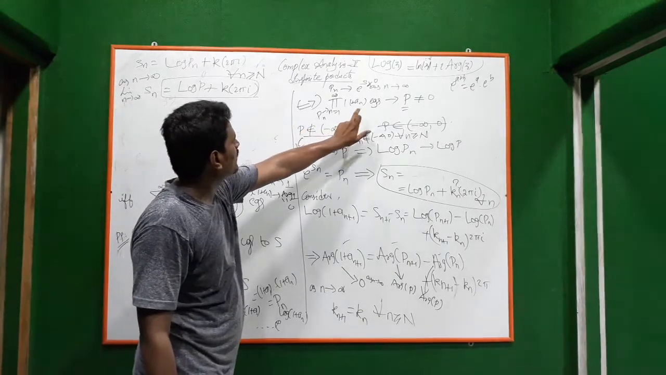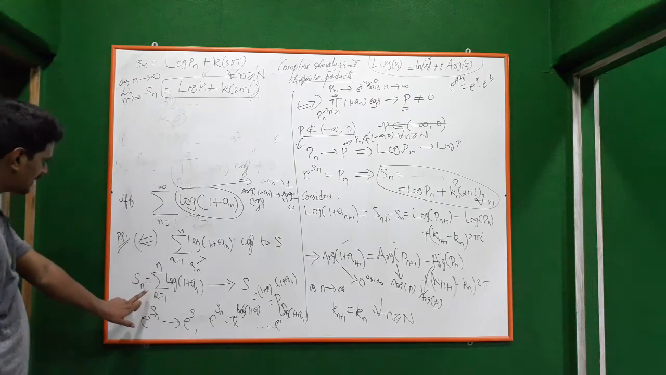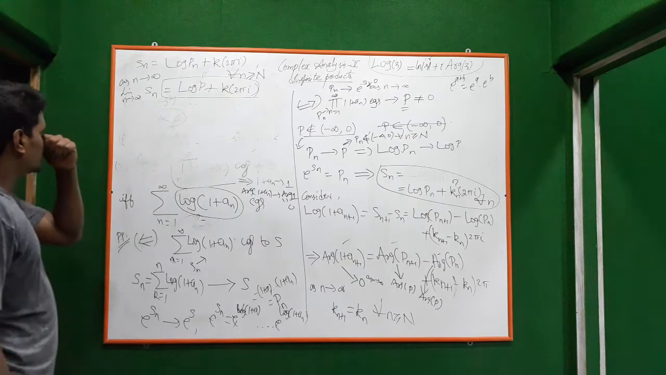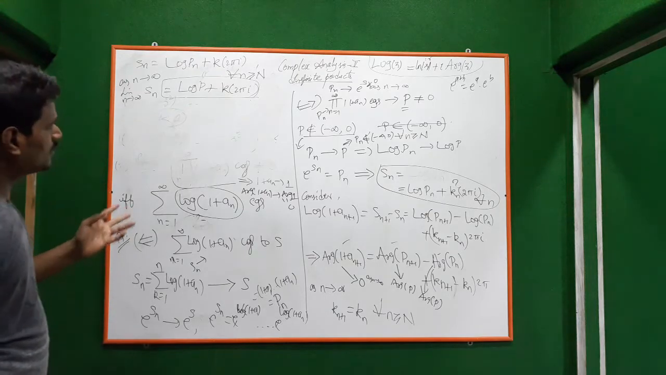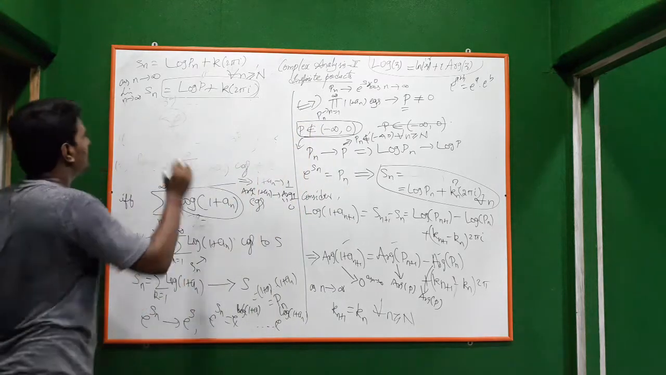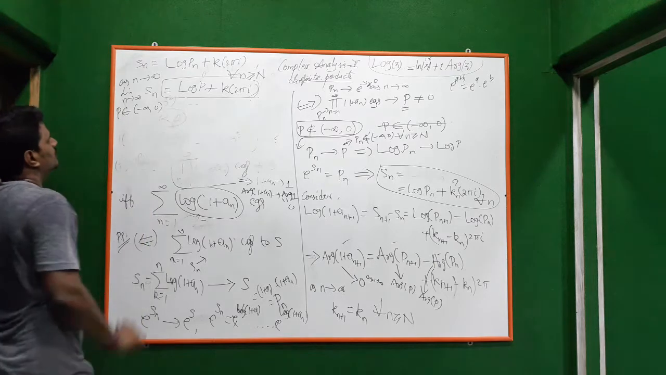So we have proved the other part. If this product converges, then that series, whose partial sum sequence is S_n, converges to this. So we have proved it for P not in this set. If P belongs to minus infinity to 0, what happens?